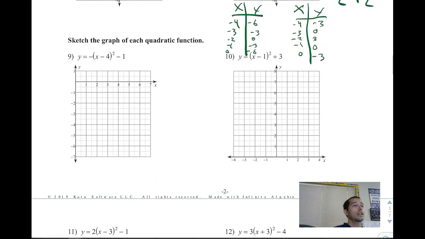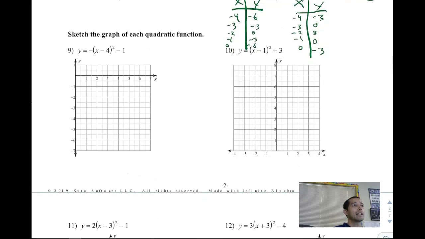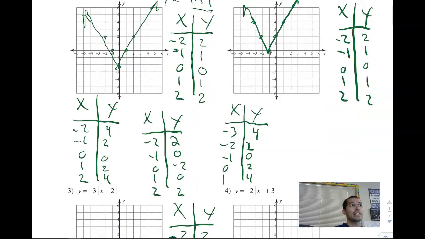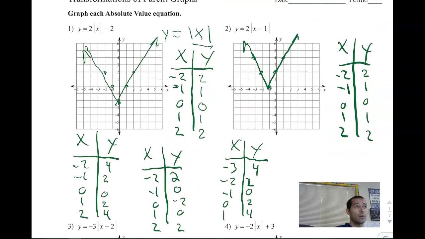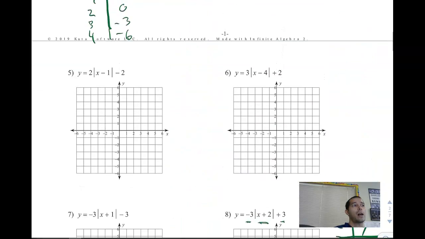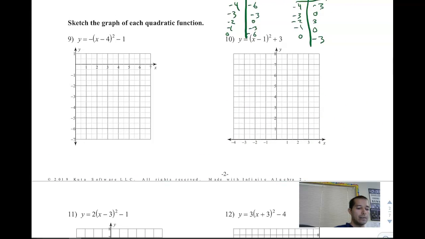So for number 9, again, instead of starting with the same XY chart, because we did this XY chart for absolute values, now we're going to change the XY chart a little bit. It doesn't look the same because it's an absolute value. We're not going to start at the same spot. So for number 9, we're still going to start at -2, -1, 0, 1, and 2.